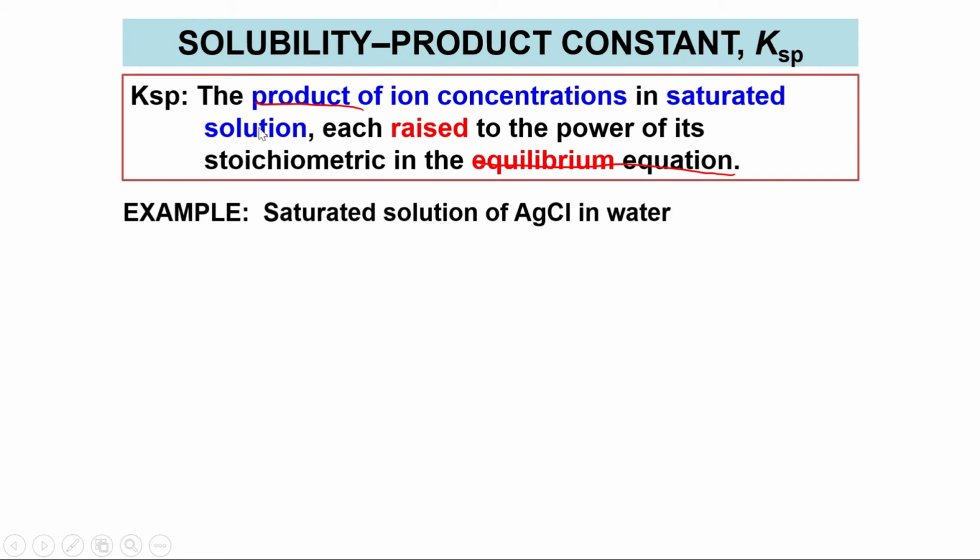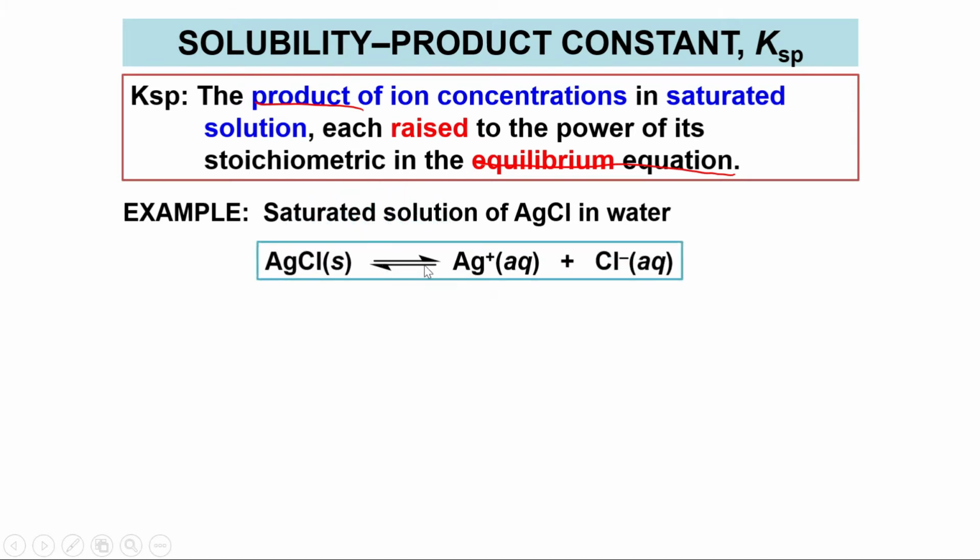For example, you are asked to write the KSP expression for AgCl. First things first, before constructing the KSP expression, you must first write the equilibrium equation. So AgCl solid is in equilibrium with its soluble ions, which are Ag+ aqueous and also Cl- aqueous. Next, it's time for you to write the KSP expression. Based on this definition, can you try to write the KSP expression?